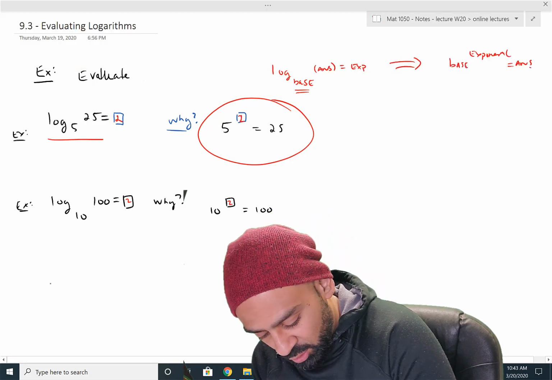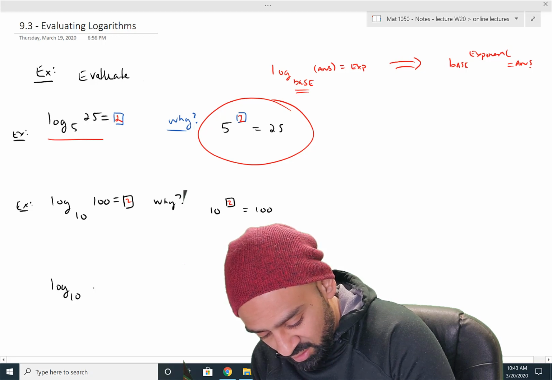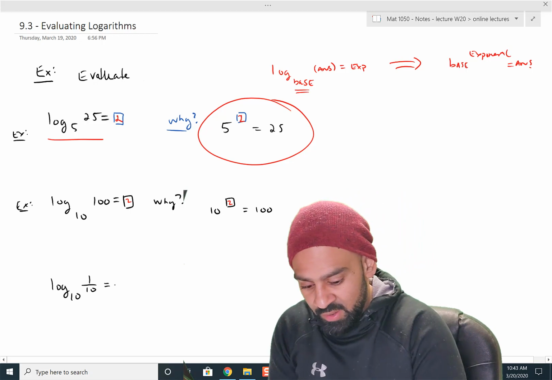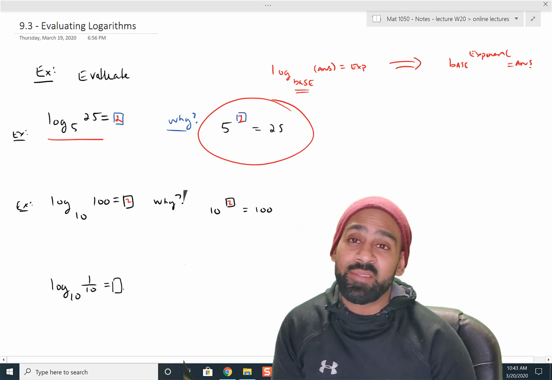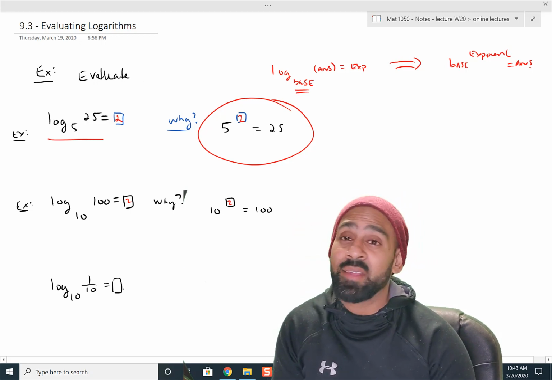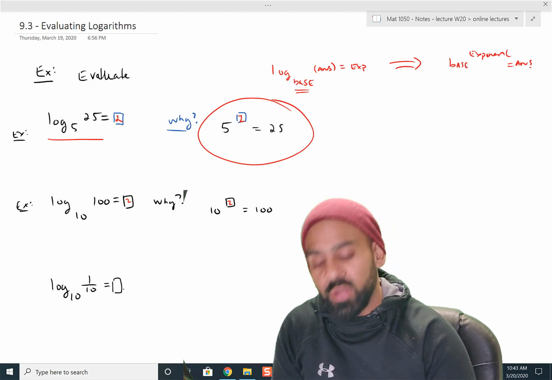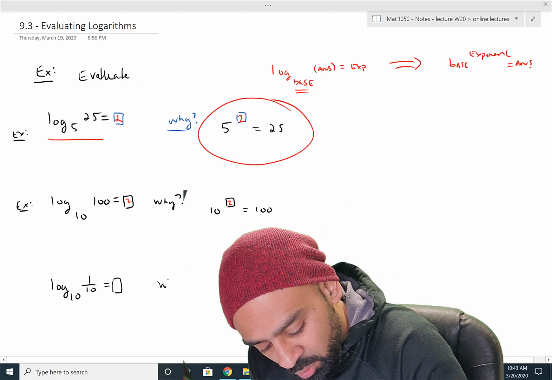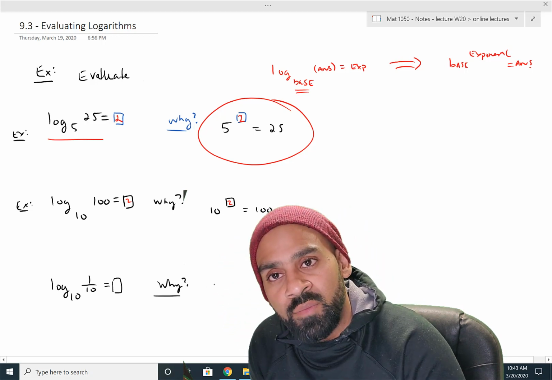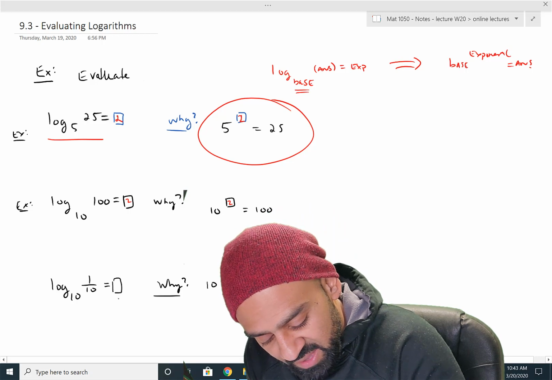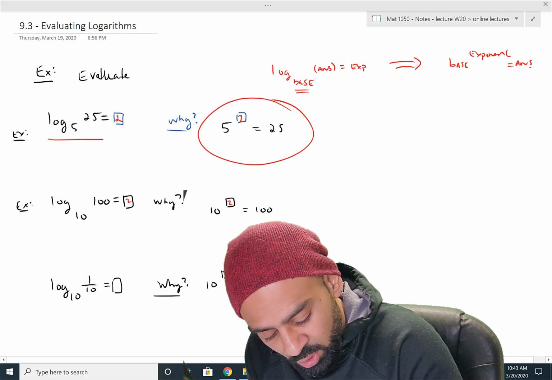How about this one? Log, this one's a little tougher, of 1 over 10. What's that one? All right, so sometimes converting it is necessary. That's why I always say it's not unnecessary to know how to do this, because some of them will get very, very hard, and converting it will make things really, really easy. So you'll notice everything we'll do, we'll convert it back to think about it. The base is 10, right? The exponent we're looking for, the answer is 1 over 10.